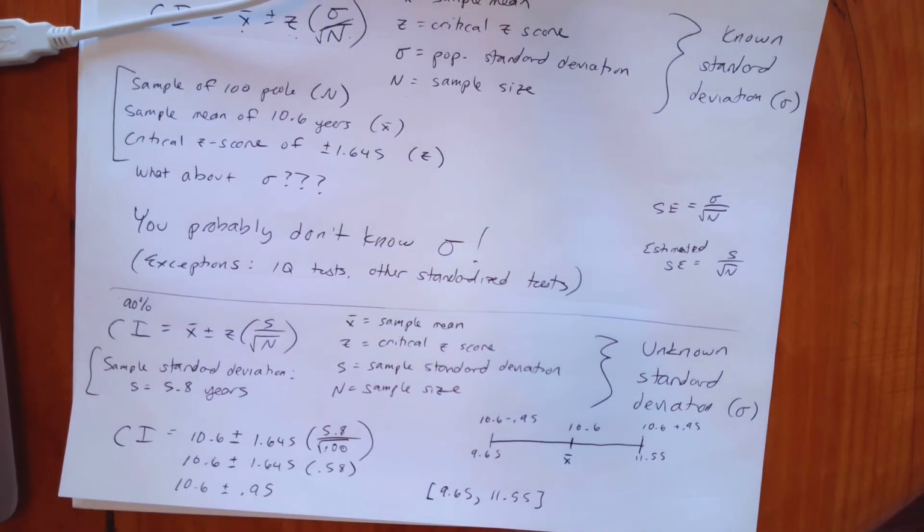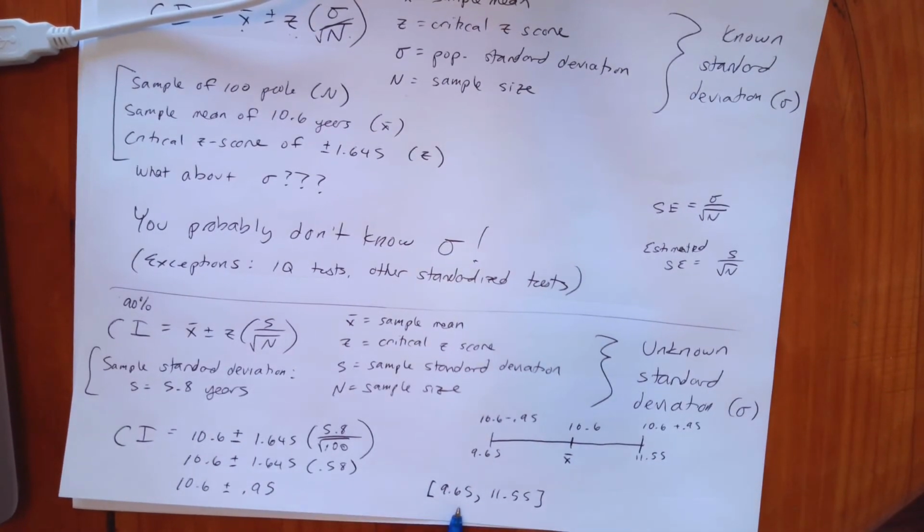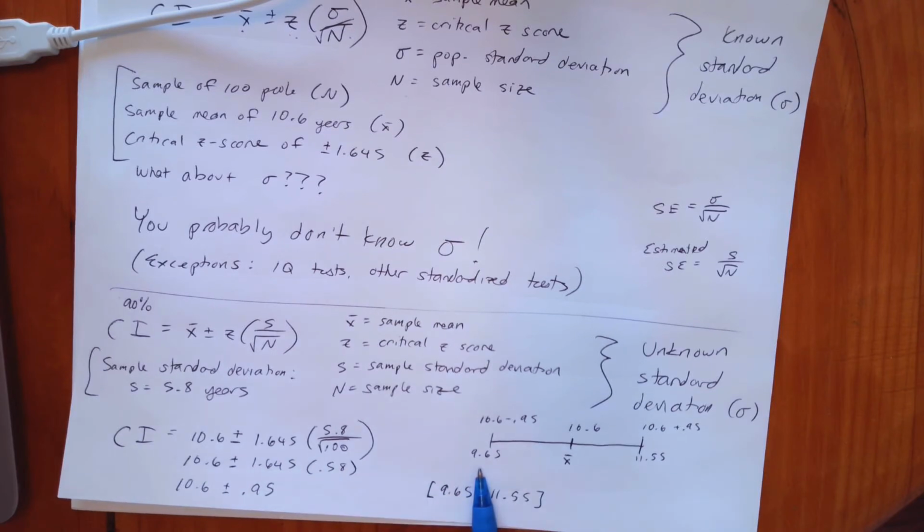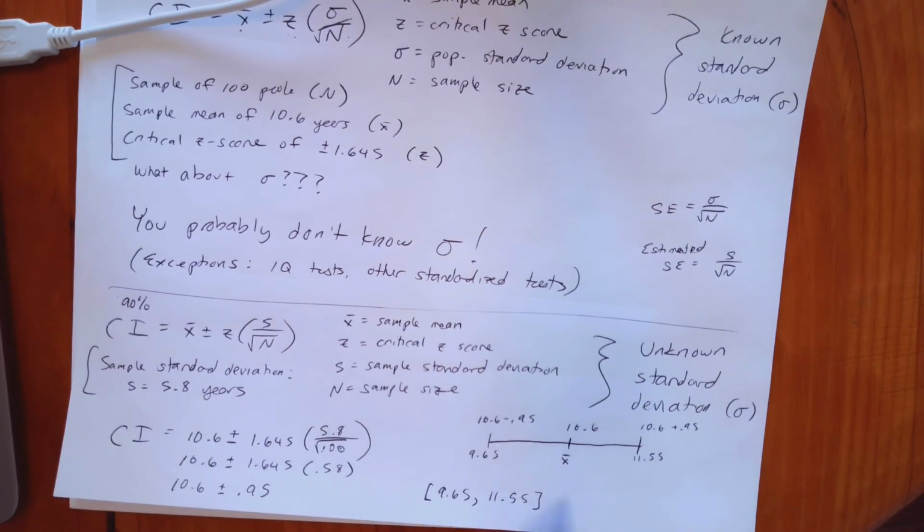And typically confidence intervals are reported like this, where you have one value, and then your lower value, and then a comma, and then your higher value. And that's describing this whole situation here where you have an interval that goes from 9.65 to 11.55 that most likely includes your true population mean.